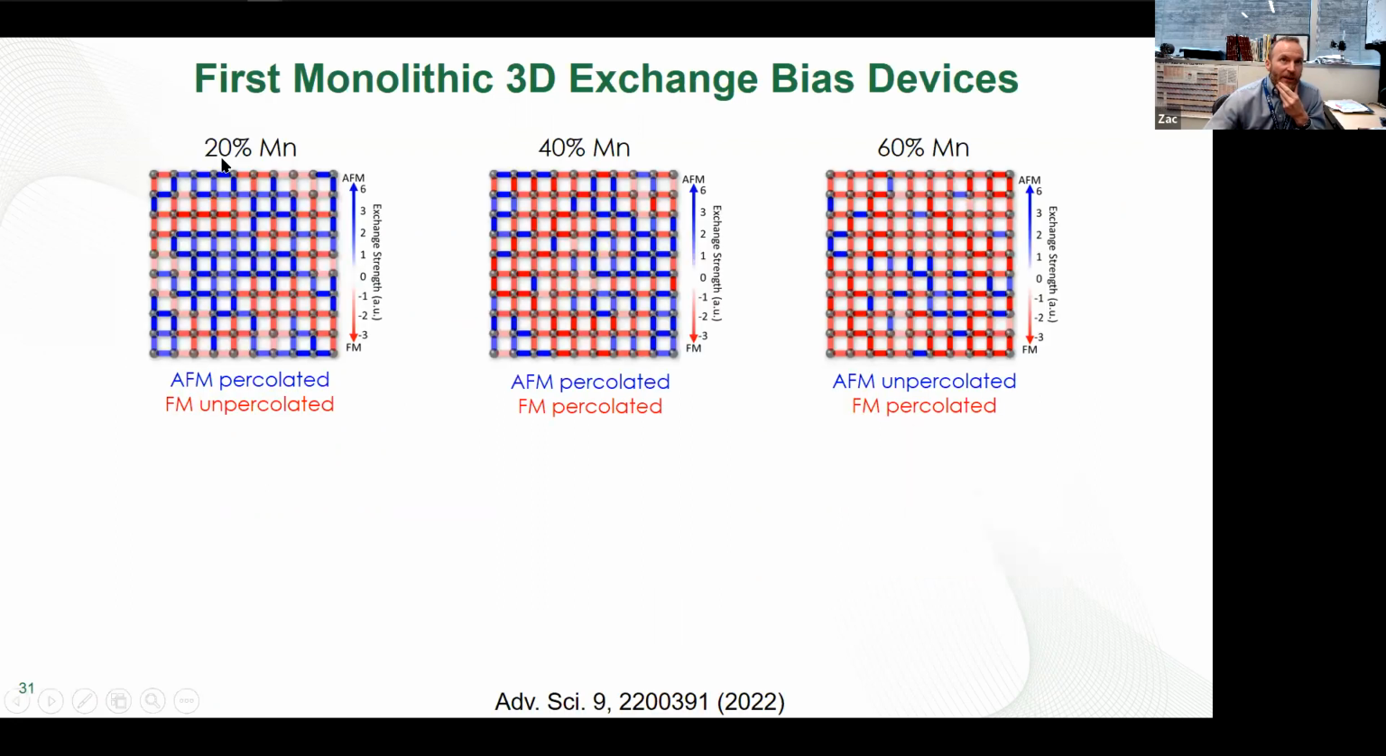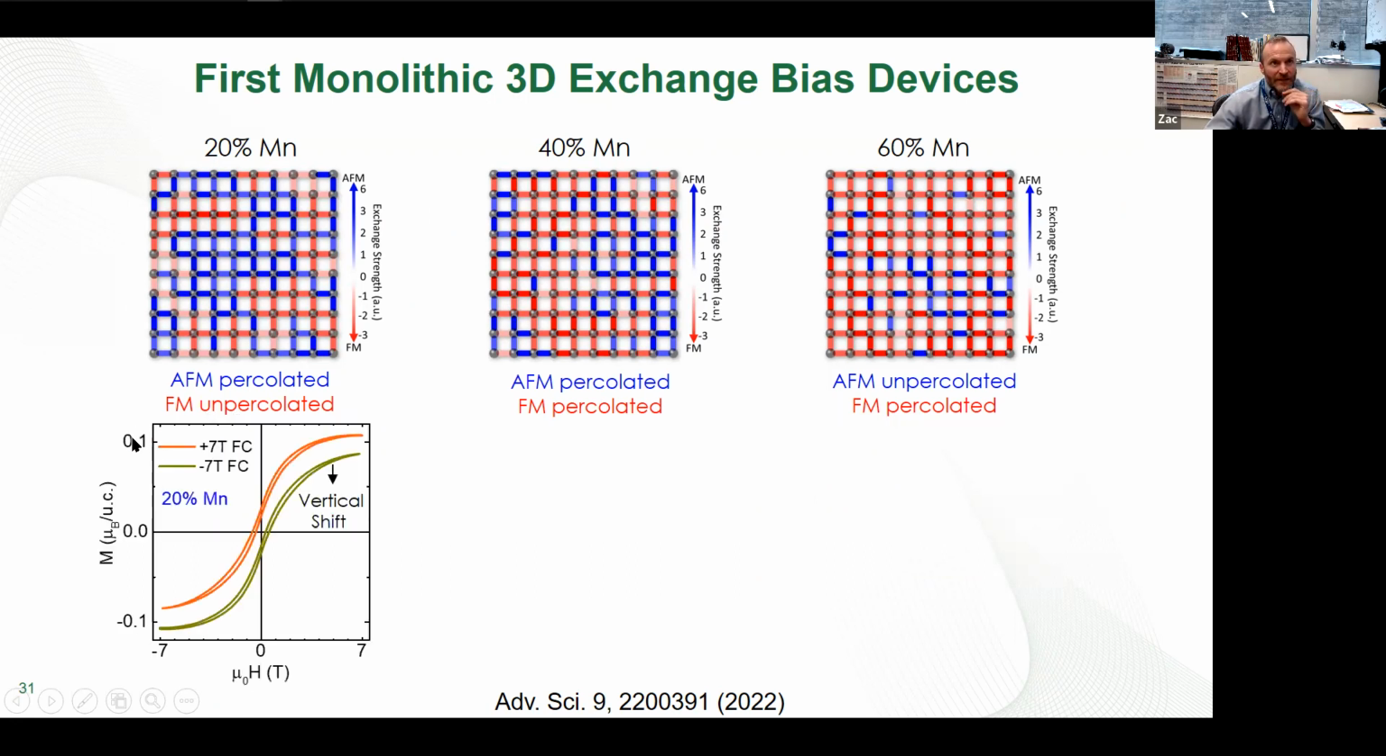So if we do the experiment, let's start with the 20% manganese. This is where antiferromagnetism is percolated, but we have little pockets of ferromagnetism that are unpercolated. So you have these uncompensated spins sitting in there. We end up with something really bizarre. We get a vertical shift, and that's the uncompensated spin from that ferromagnet. This gives us a new and bizarre sort of exchange bias response.